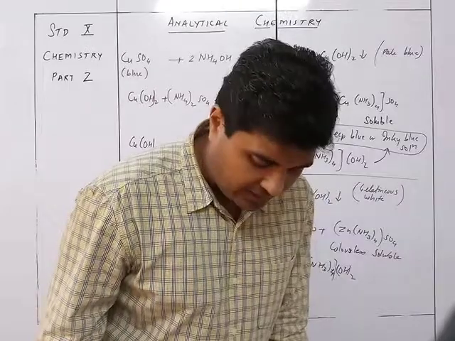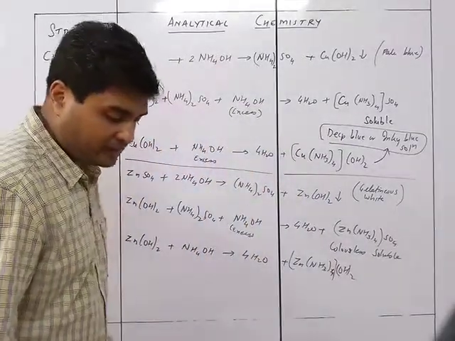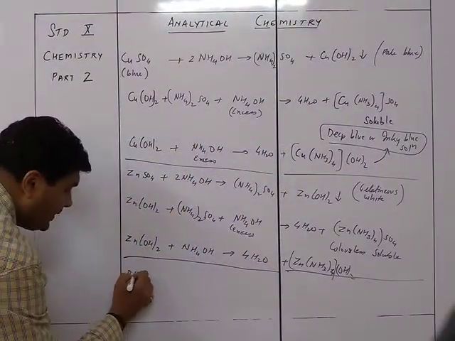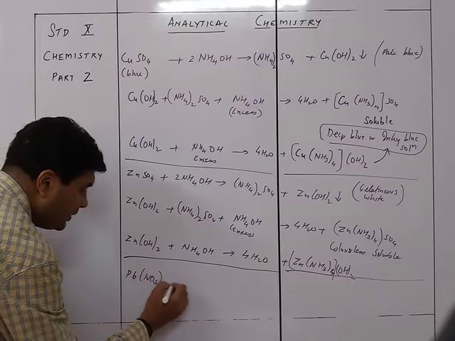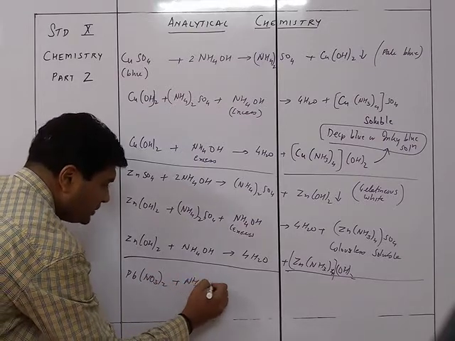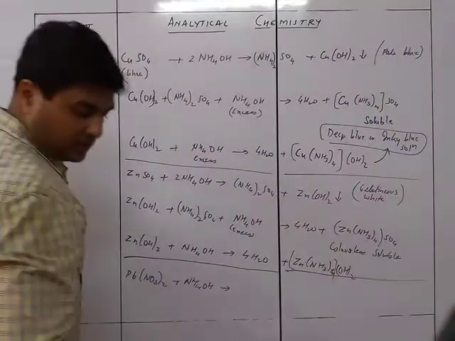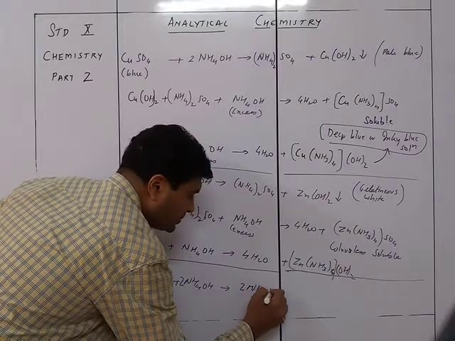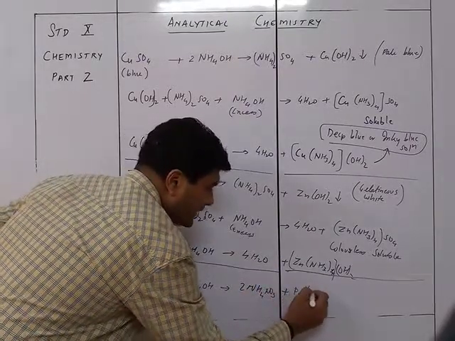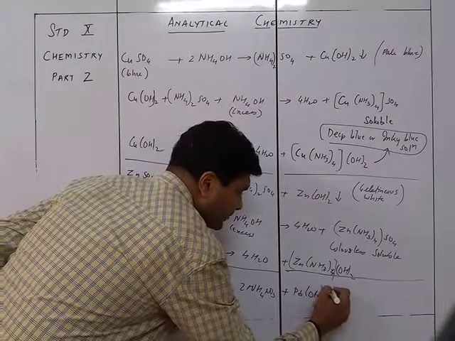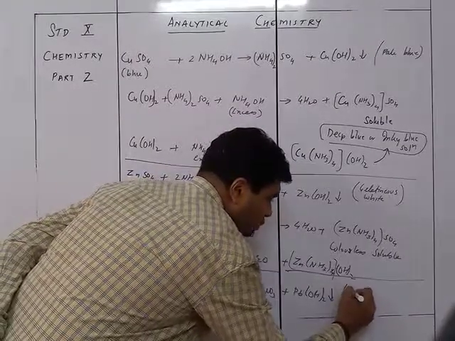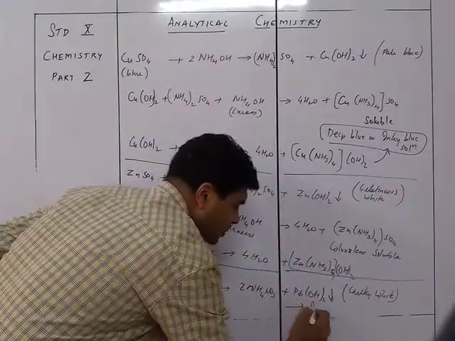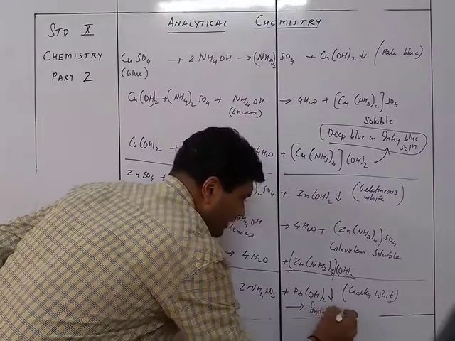The last reaction over here is with the lead nitrate. So we get over here Pb(NO3)2 plus 2NH4OH is going to give me 2NH4NO3 plus Pb(OH)2, which is nothing but a precipitate which is going to be chalky white in color. So chalky white, and it is insoluble in excess of NH4OH.